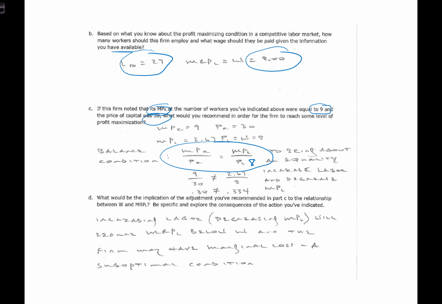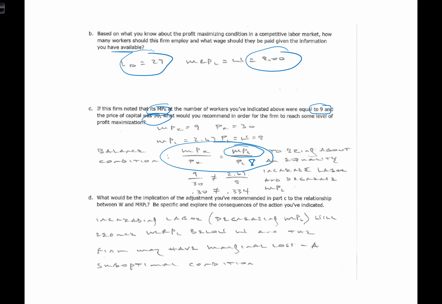In the short term, we really can't change the marginal product of capital. To do that, we'd have to introduce more capital into the firm or take away capital. You don't do that quickly. That takes time, planning, financing, etc. So that left us with the only thing we could change, which is the marginal product of labor.